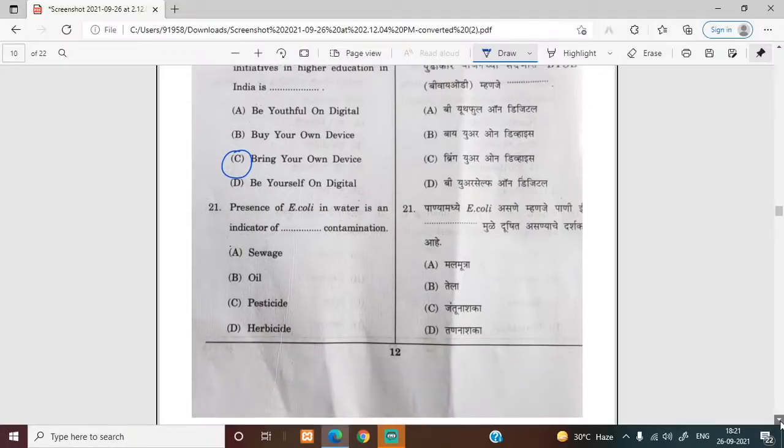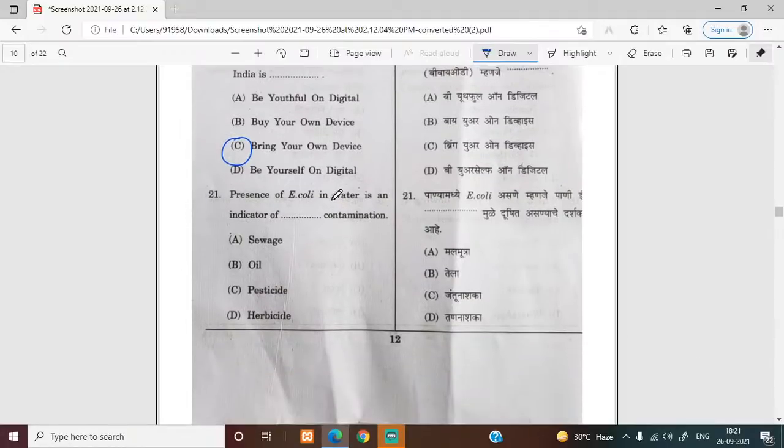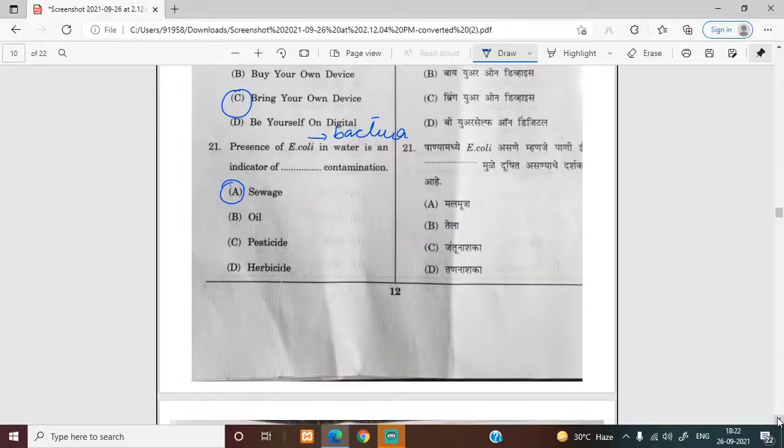Next question. Presence of E. coli in water is an indicator of dash contamination. E. coli, you might have heard of, is a harmful bacteria. If you drink water which contains E. coli, you can get many diseases like gastrointestinal disease, skin diseases or eye diseases. So if there is E. coli in water, it indicates that water is contaminated with sewage, that means with human feces. Human excreta is there in the water.